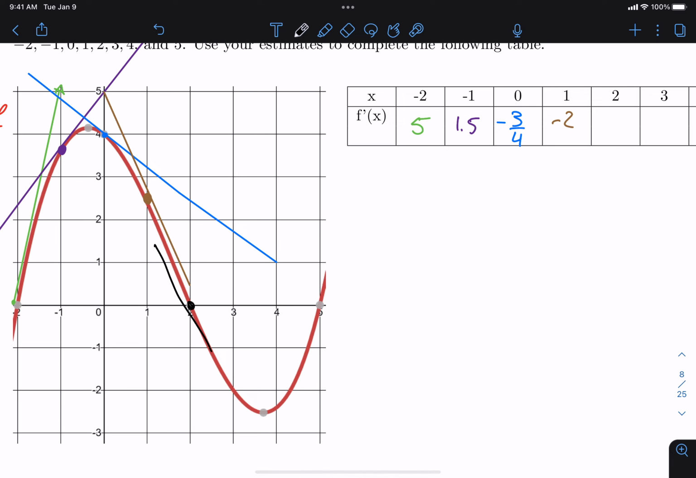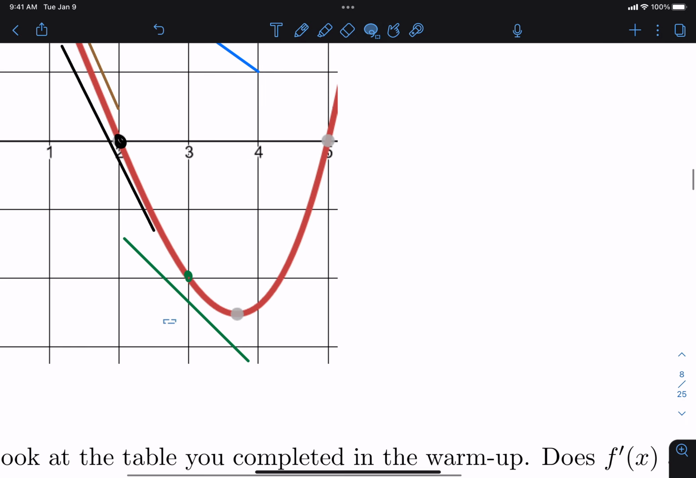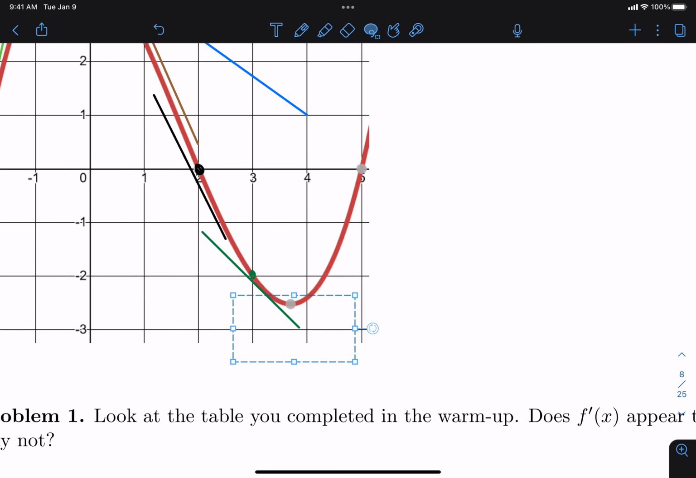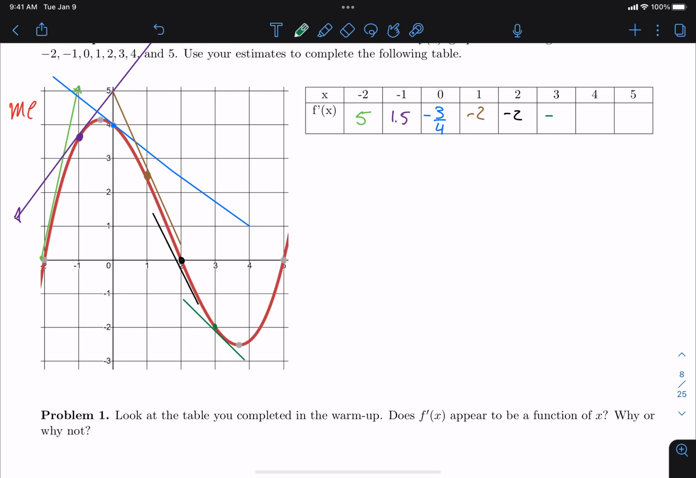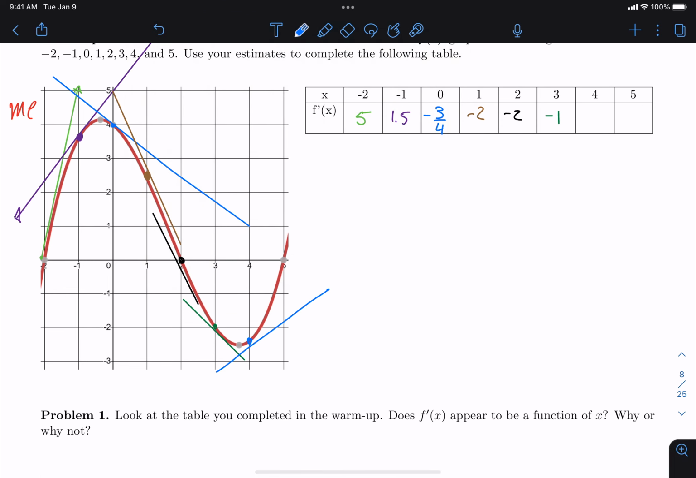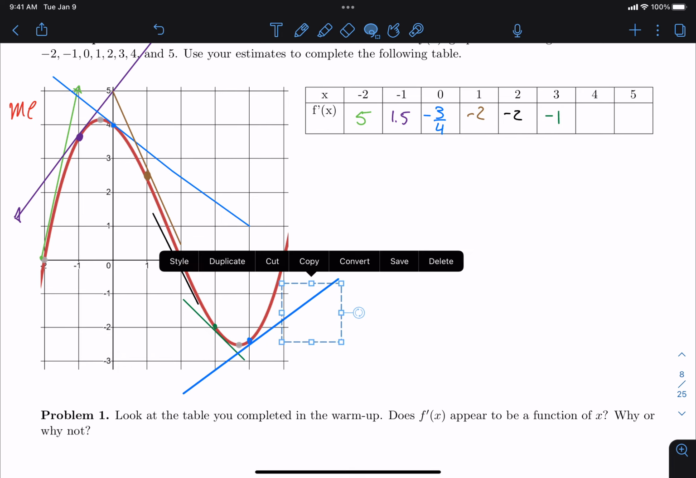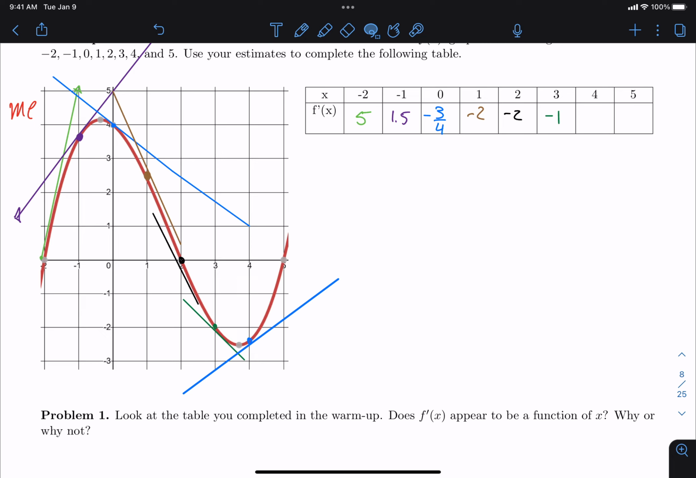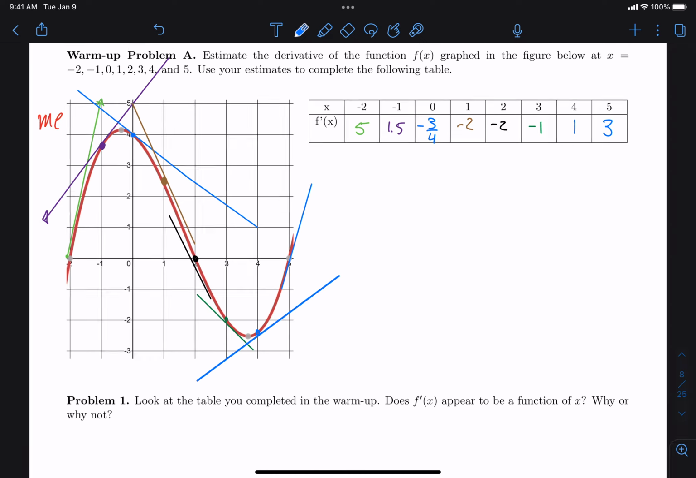Now we're down here. Let's say it still looks like -2 to me. And at 3, maybe something like that. Looks like about -1. And then at 4, maybe like so. Something like that. I don't know, maybe that's just regular old 1. And then at 5, it's something larger than that. I don't know, maybe we're back up to 3 or something like that. Okay, you get the point, right?